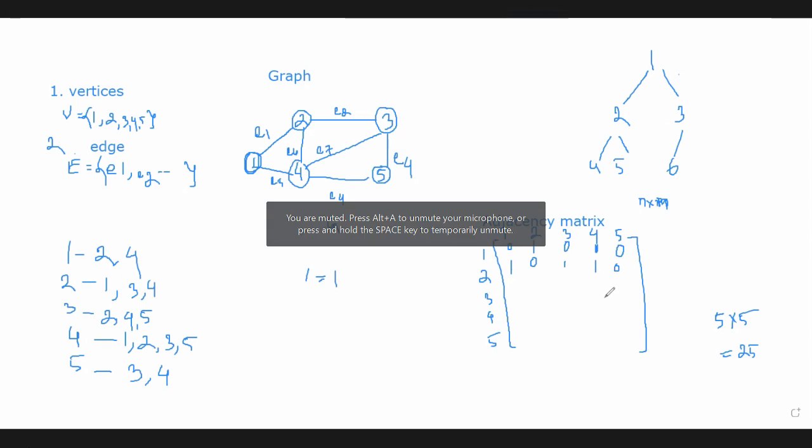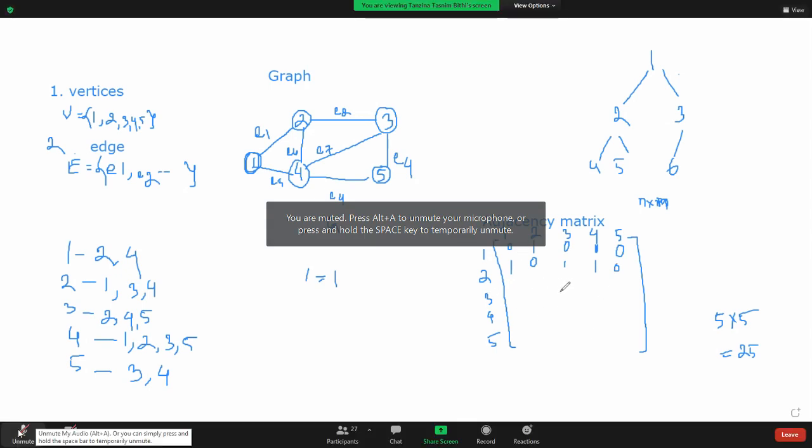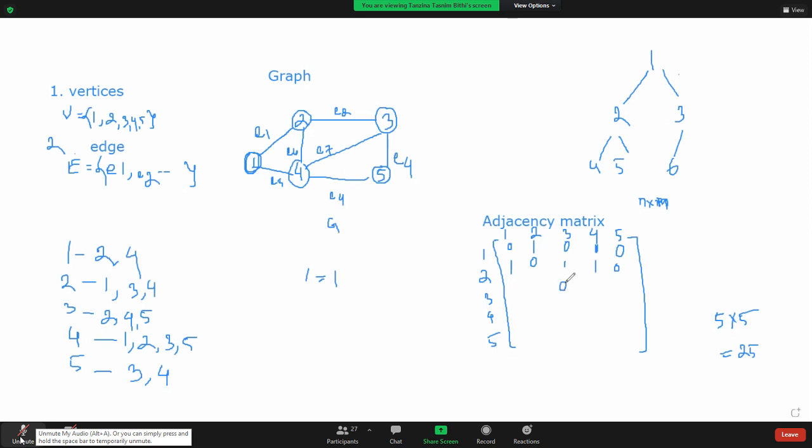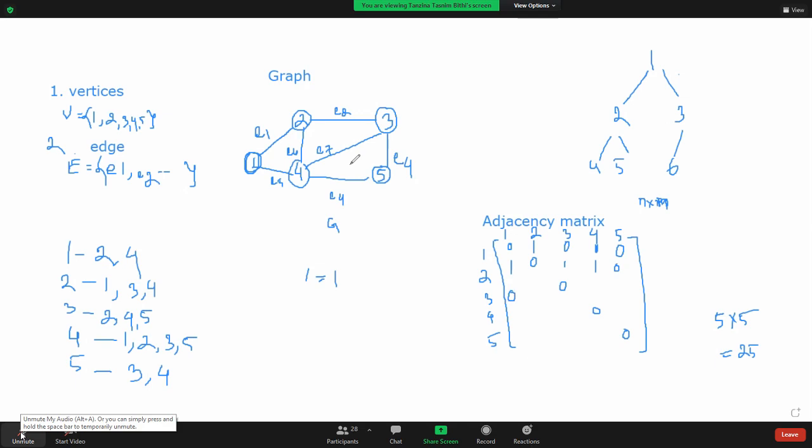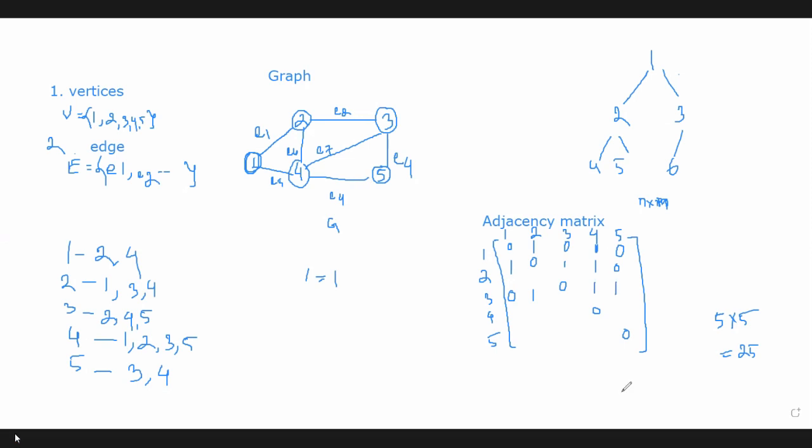The third row is for 3. Look at this here. We can actually place 0 in this diagonal, right? Because there are no loops. So 3 and 1 are not connected. So here the value will be 0. What about 3 and 2? Yes, there is an edge E2. So the value will be 1. And between 3 and 4, there is an edge E7, so they are adjacent. 3 and 5 are also connected, so here you can write 1.